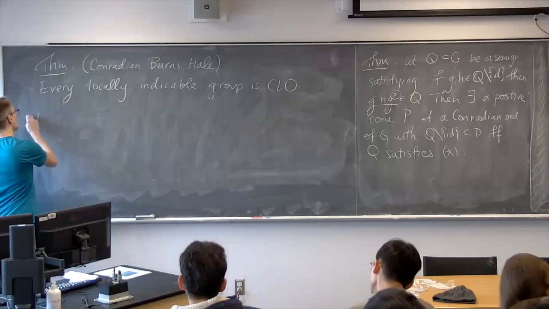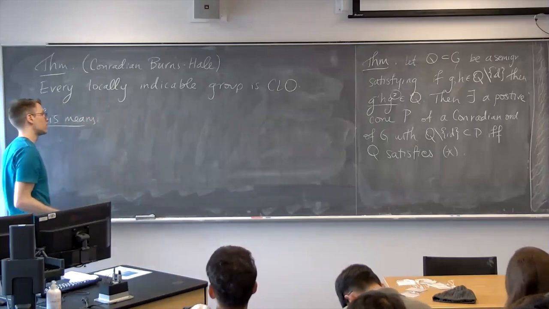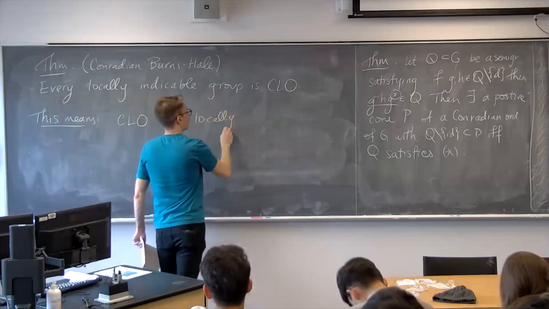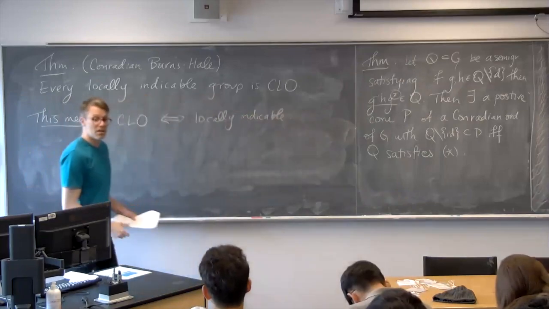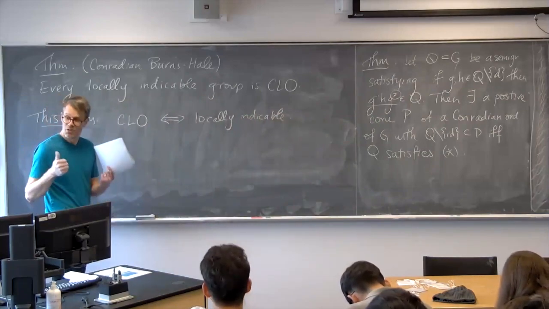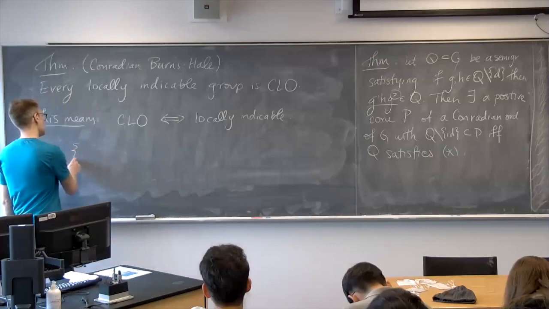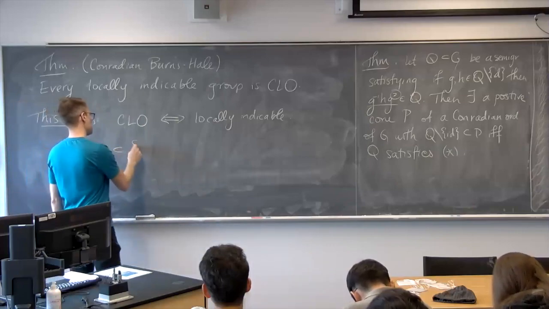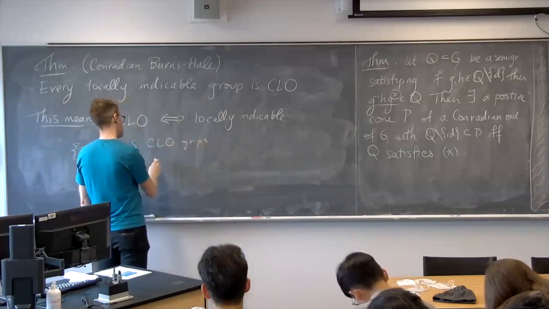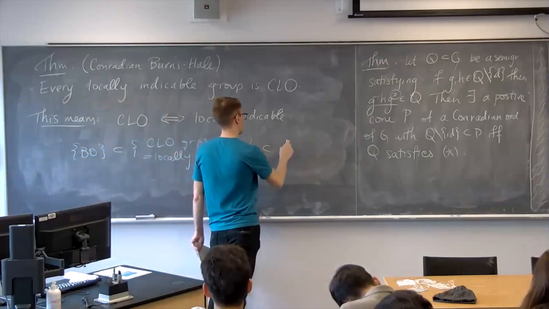But this means we combine this Conradian Burns-Hale with the earlier observation. We have CLO if and only if locally indicable. And I would say that means that this sort of bizarre definition of a new kind of ordering that we made is justifiably a good thing to do, as it boils down to a sensible group theoretic property. So in the end, what we have is bi-orderable groups properly contained inside of CLO groups, which are the same as locally indicable groups, and these are all left orderable.